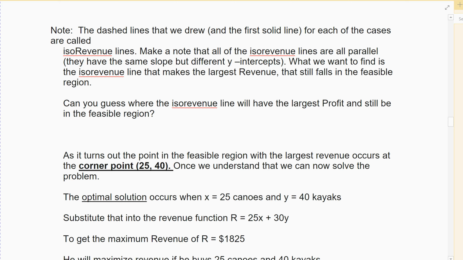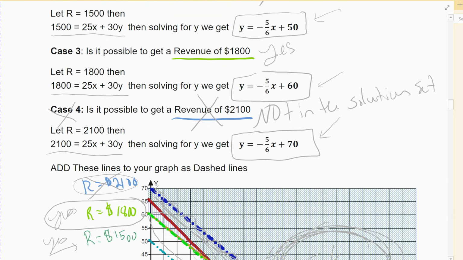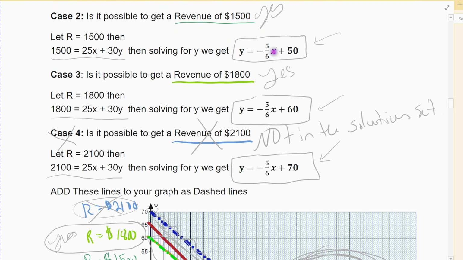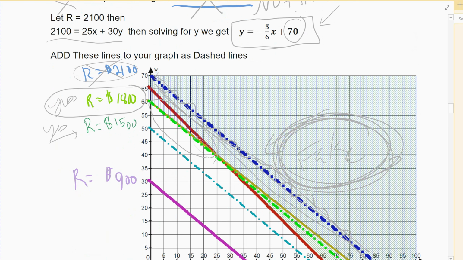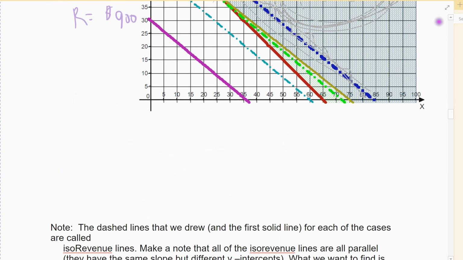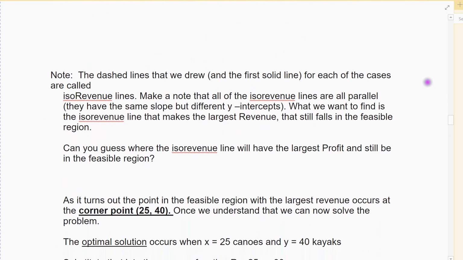Those are what are called ISO lines. So I drew ISO revenues. They're all parallel. In case you didn't notice, every single one of these has the exact same slope. What changes is the y-intercept. And so whenever I find a revenue, they're all parallel. If you look here, every single one of those ISO revenues is parallel.